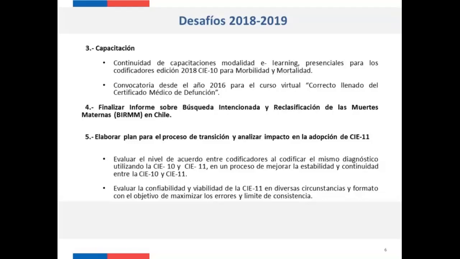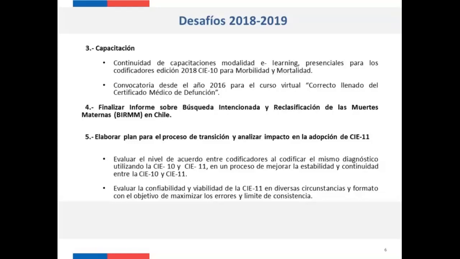On the other hand, we are also thinking about how to do this. This is something that's not quite there yet. It's about developing a plan for the transition process and analyzing impact on the adoption of ICD-11, maybe evaluating the agreement level between coders concerning the diagnosis, this bridge coding, so as it's called, coding ICD-10 and 11, also stability and continuity processes for ICD-10 and 11, also assess the viability and reliability of ICD-11 in different circumstances and formats so as to minimize errors and consistency limits.